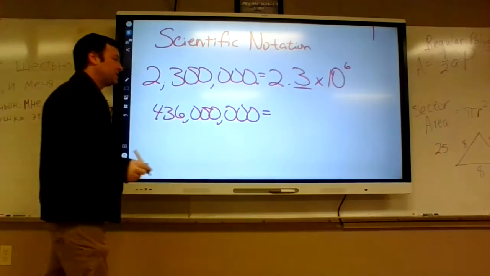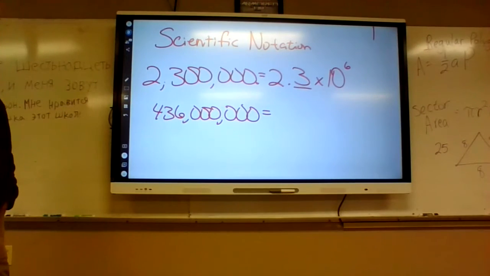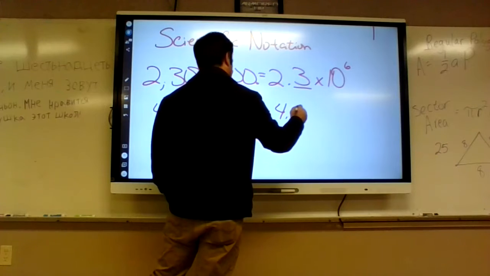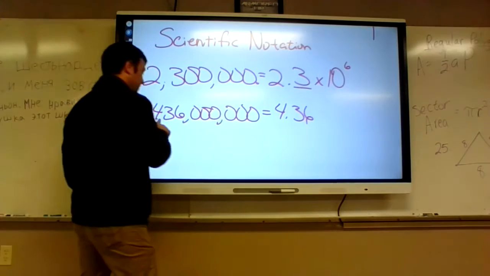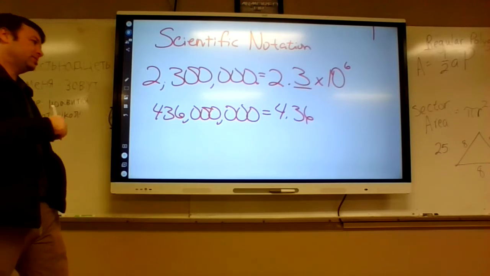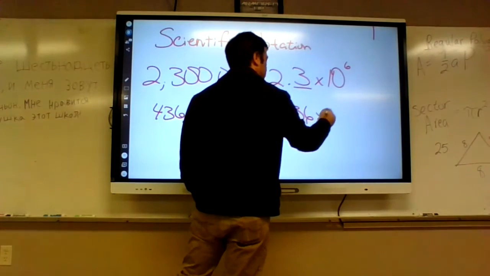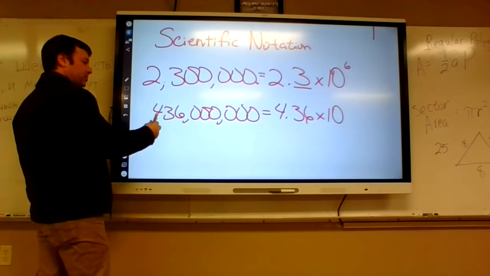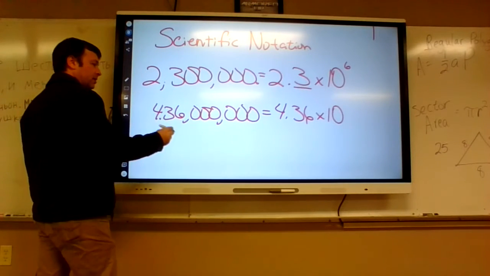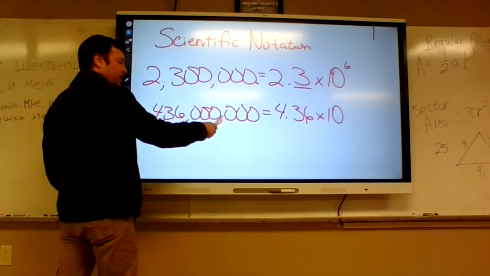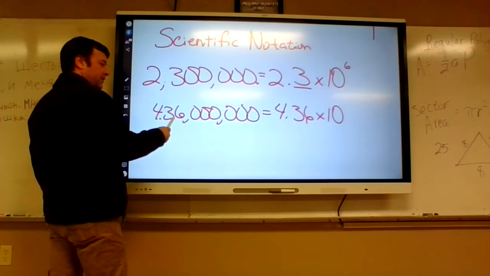Let's try another one. This is 436 million. How did I start the last problem? You put the decimal after the first digit. 4.36. And then what do I do? Times 10. And then you count how many places. How many places did the decimal move to get right there? Can you guys count by threes? 3, 6, 9.